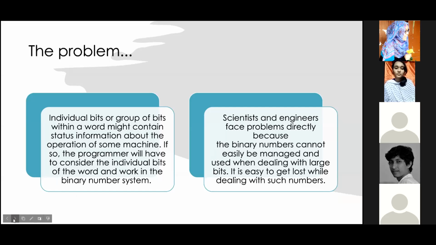The problem: individual bits or groups of bits within a word might contain status information about the operation of some machine. If so, the programmer will have to consider the individual bits of the word and work in the binary number system. Scientists and engineers face problems directly because binary numbers cannot easily be managed and used when dealing with large bits. It is easy to get lost while dealing with such numbers.